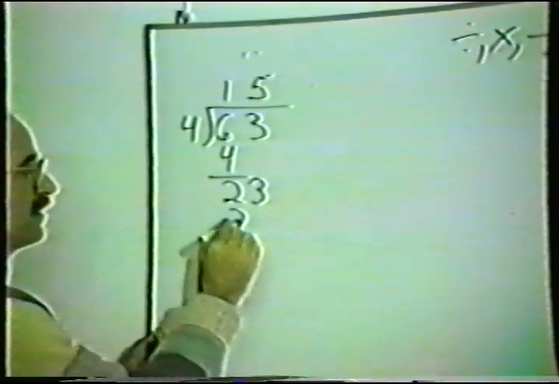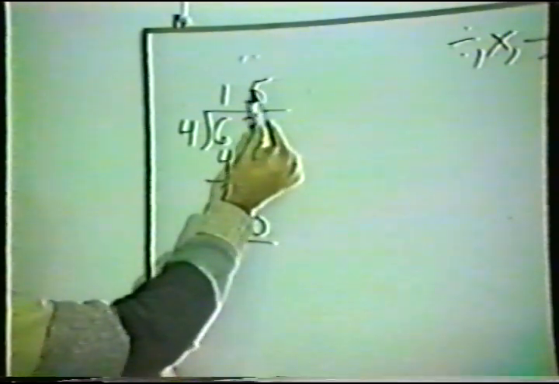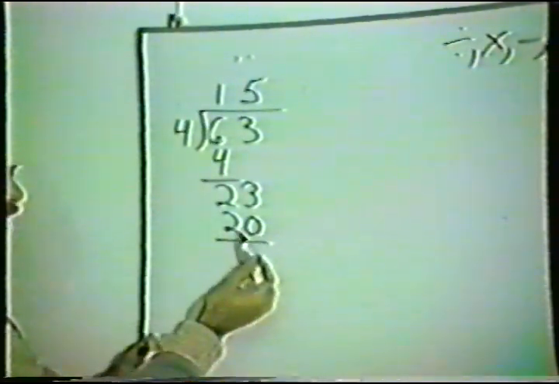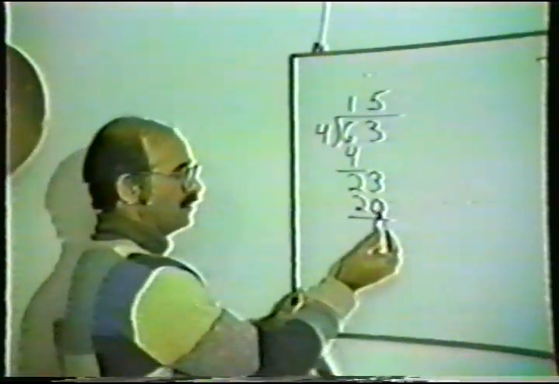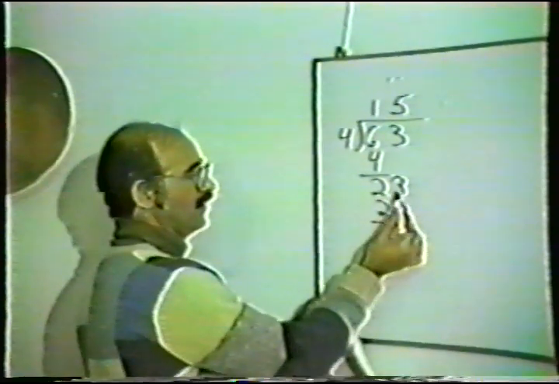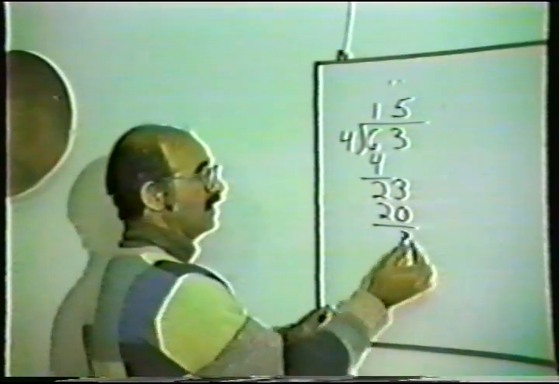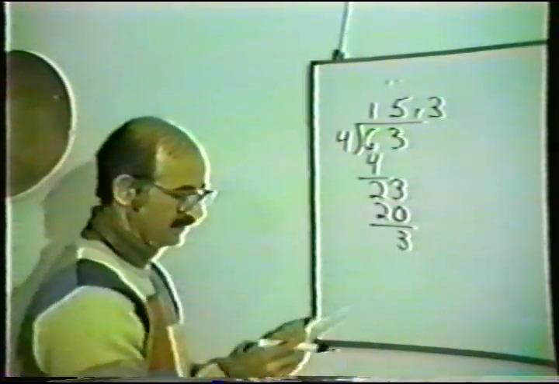Put the 5 here and the 20 there, because 5 times 4 is 20. Keep that 20 in your mind and bring it over from the times table and just put it right there. 3 take away 0 is 3. 15, remainder 3.